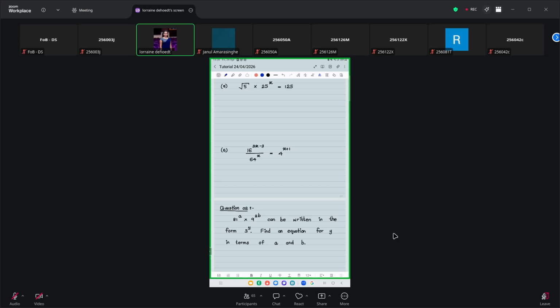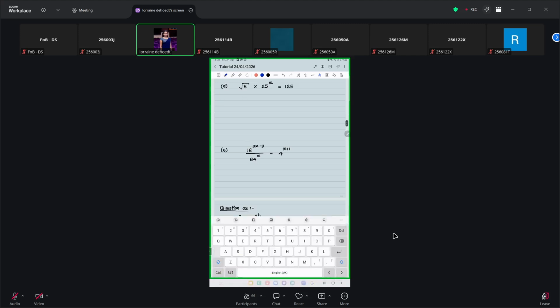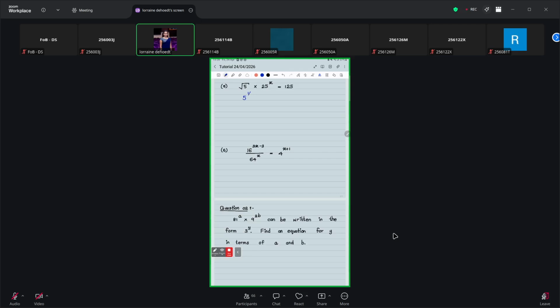Yeah. Okay, we discussed the fifth one. In here, root 5. What's the meaning of root? Root 5 means 5 to the power half. Root means half power, no? Yeah, 5 to the power half. So in here, 25 you can rewrite as 5 to the power 2. I rewrite 25 to the power x as 5 to the power 2, to the power x. Okay, it's a power of power.